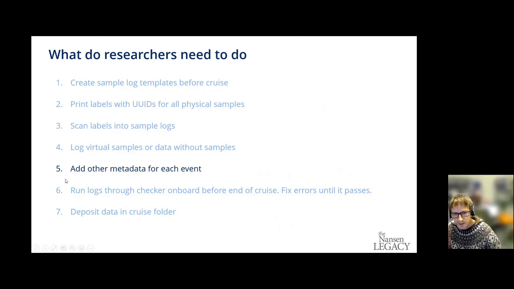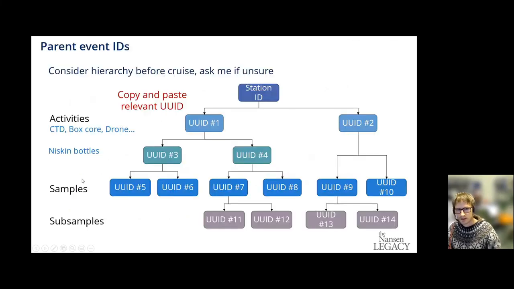And then you need to fill in the rest of your metadata in your electronic log. This can be things like the date, the latitude, the sample type, whatever else. But perhaps most importantly, is the parent event ID. So again, we need to go back to what the hierarchy is. Consider what hierarchy you're using before the cruise, what the parent will be of the samples you're using, and make sure you know where to get the IDs for those from. Obviously, I'll be on the cruise, so you can just ask when I'm there as well.